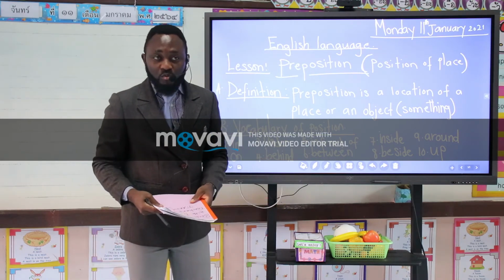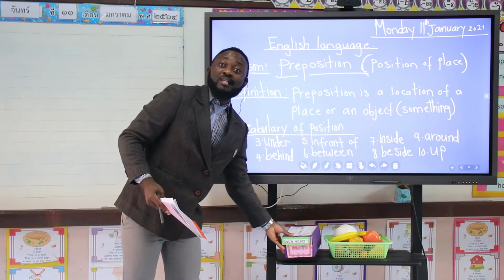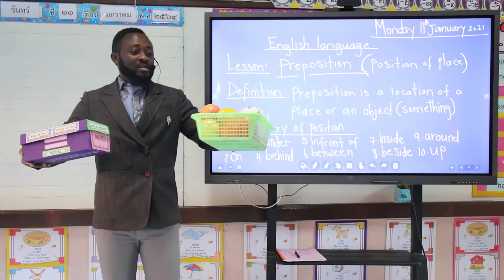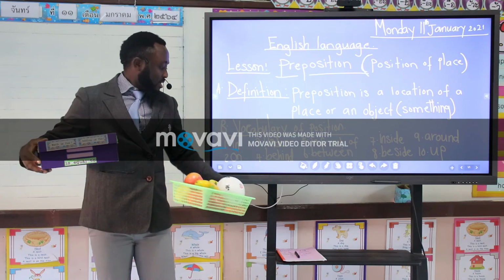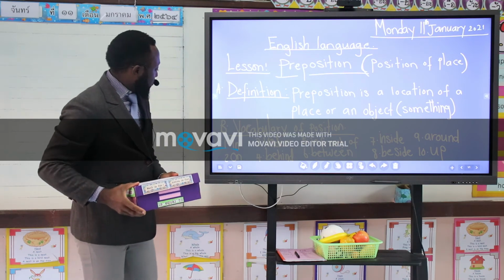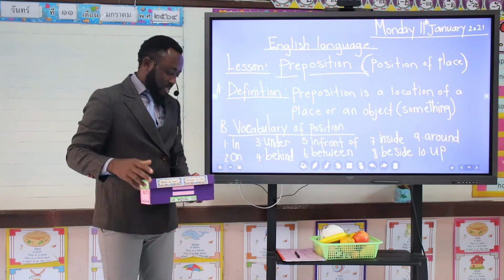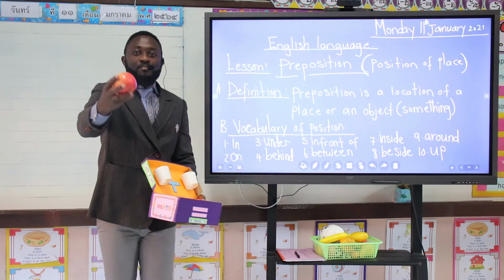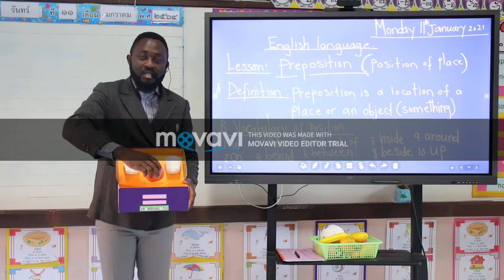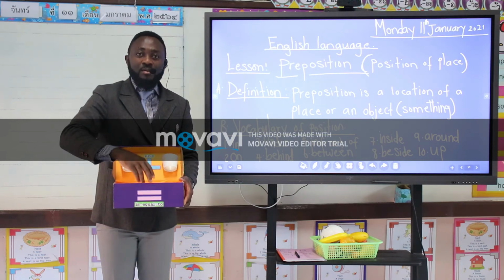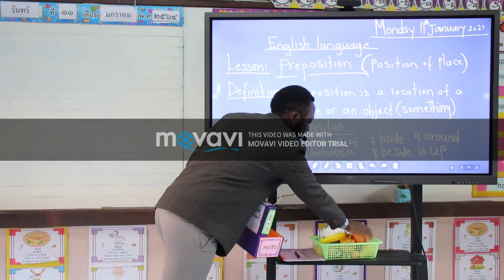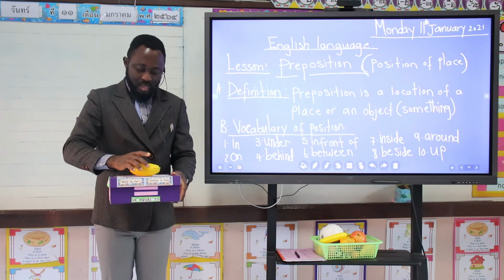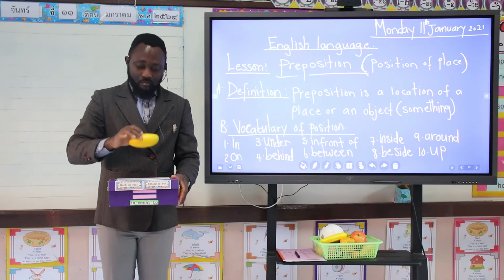Now, I am going to demonstrate to you very fast so you can understand better. Now, we are going to move to the practical. This is a box, and we have different varieties of fruits. The first one, we are going to use in. You open the box, apple. The apple is in the box. That is number one. Number two, on. Close the box. The mango is on the box.